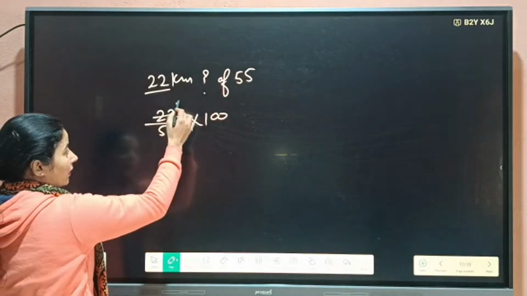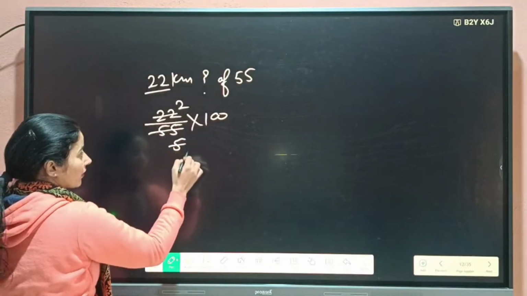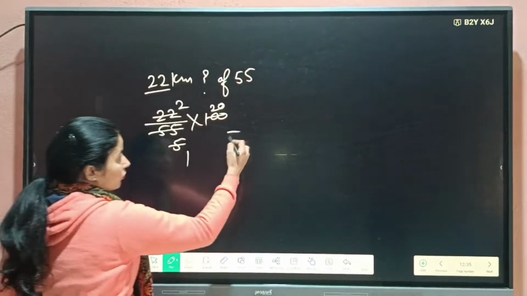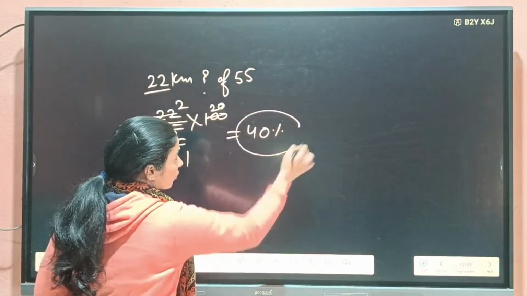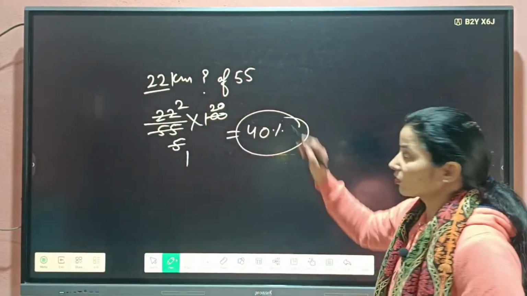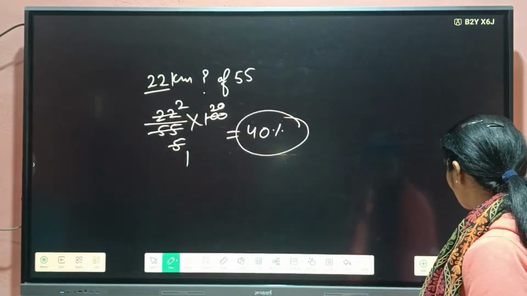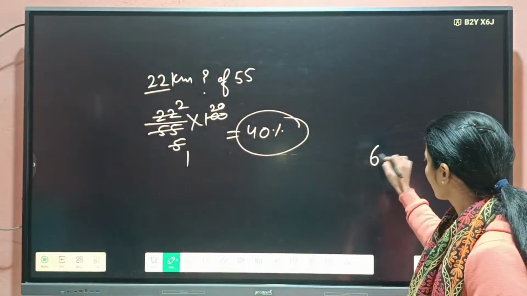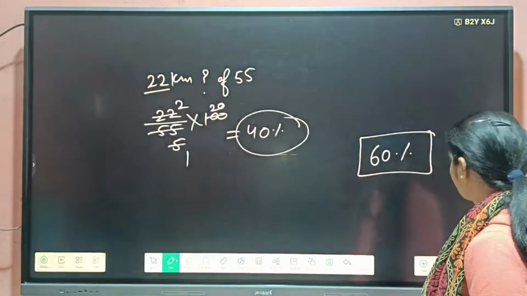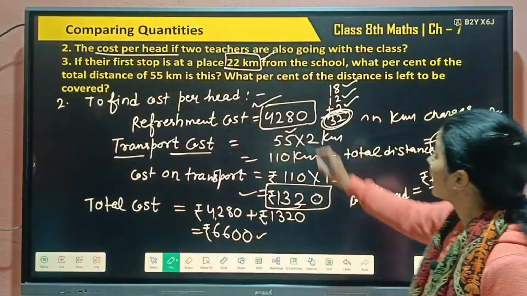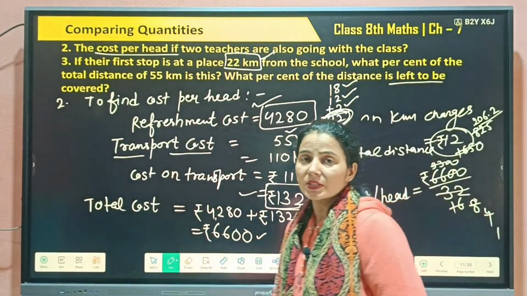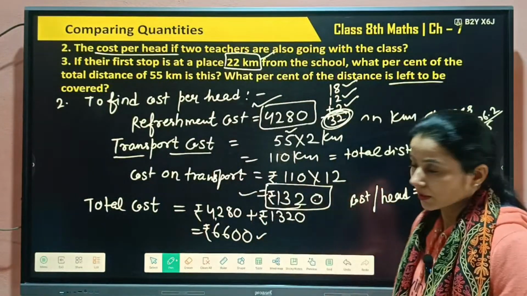So it will be 11 2s are 22, 11 5s are 55, 5 1s are 5, 5 2s are 10 and 0 as it is. It is 40%. If this 22 kilometer is 40% of 55 kilometer, then remaining distance will be 60%. So what percent of the total distance is left to be covered? If 40% is covered, then 60% will be remaining.